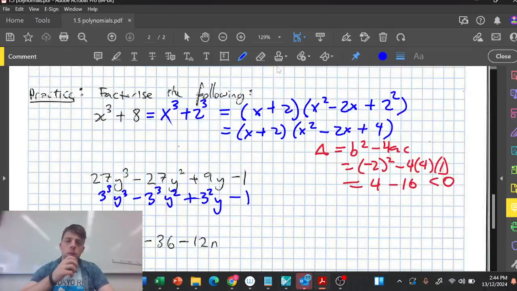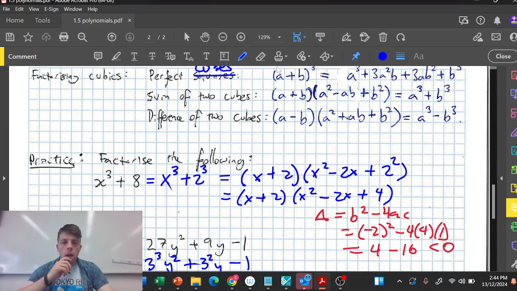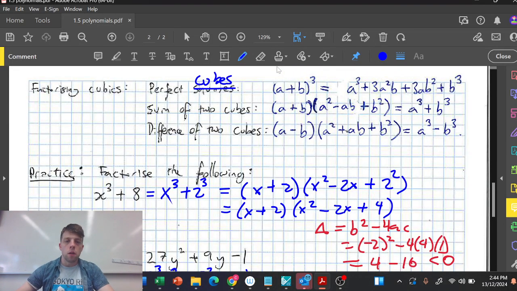So can we see any of these patterns up here? It kind of looks a little bit like a perfect cube. So can we write it in the form a cubed plus 3a squared b plus 3ab squared plus b cubed? Let's give it a crack.